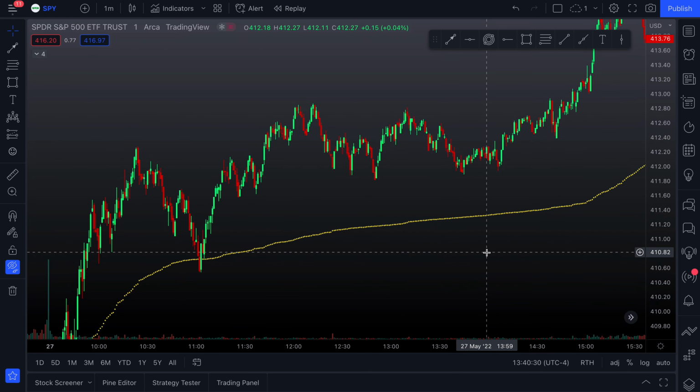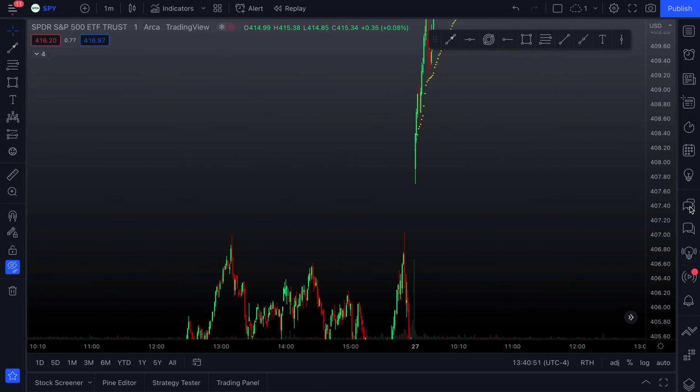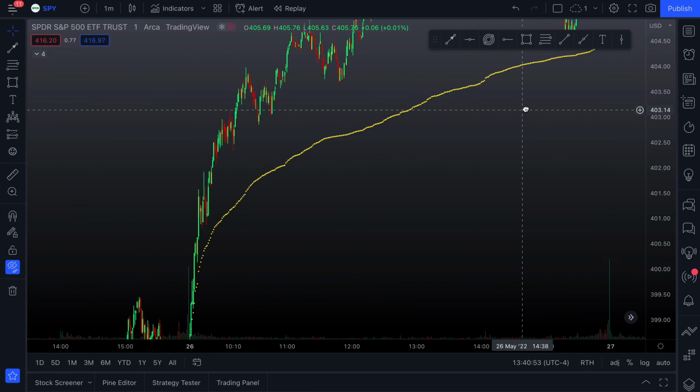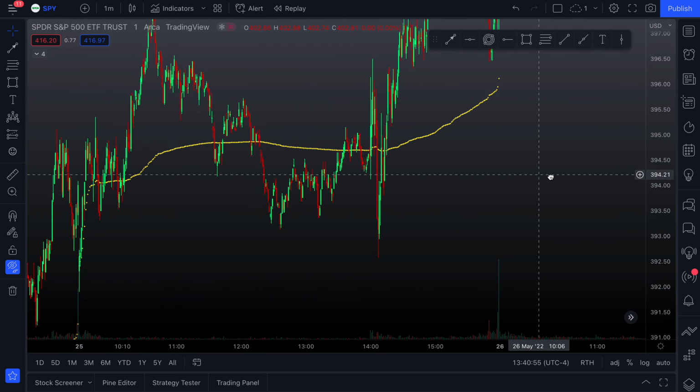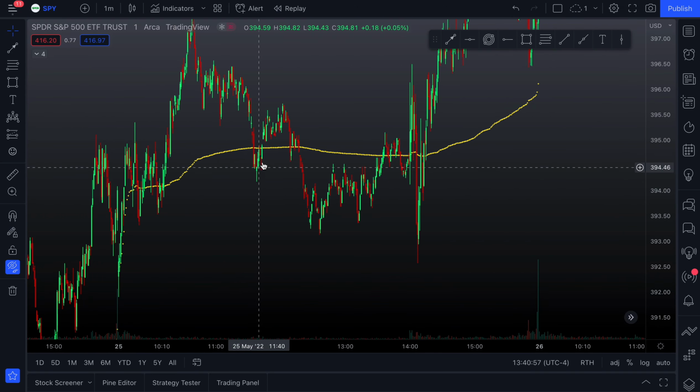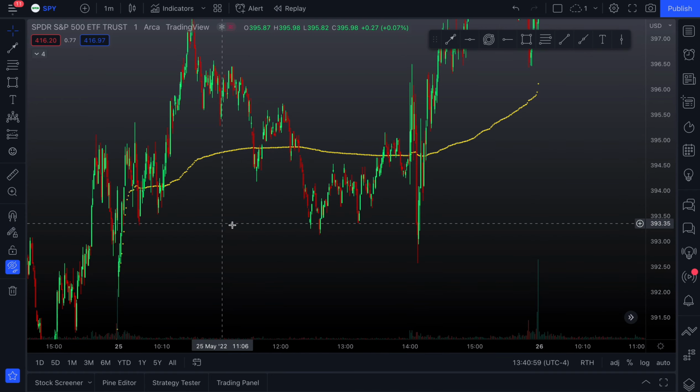VWAP, when a stock is trading above it, it's considered generally bullish. It's trending generally bullish. And when a stock's below VWAP, it's considered trending generally bearish. So it can give you a general sentiment of where the stock's going to go, but I mostly just use it as a major point of support and resistance. If we scroll through here, we can see that the stock really respects VWAP. We get some bounces on it and near it.